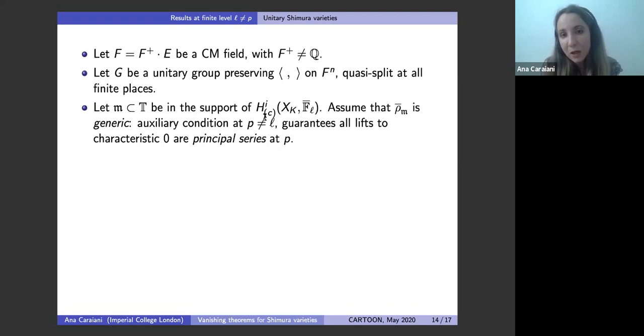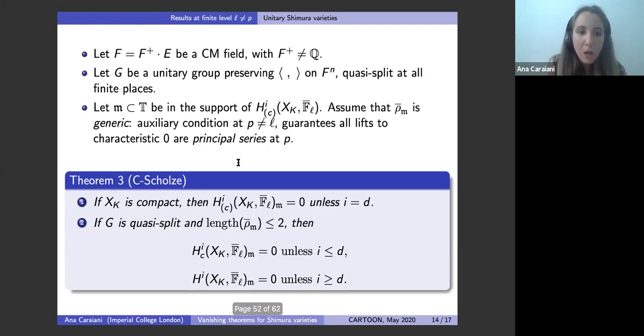This is going to be a condition that maybe I won't state precisely, but it guarantees that all the lifts of my Galois representation, rho m bar, to characteristic 0 will correspond under the local Langlands correspondence to representations that are principal series at P. And so for GL2, for instance, you want to consider something that is, say, unramified at P, and where the ratio of the eigenvalues is not P or P inverse. Okay, and so in this setting, we can prove this kind of theorem.